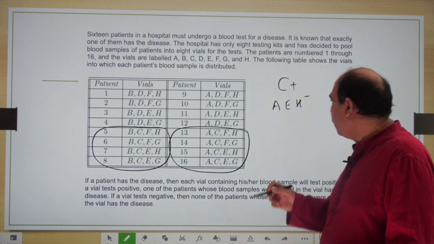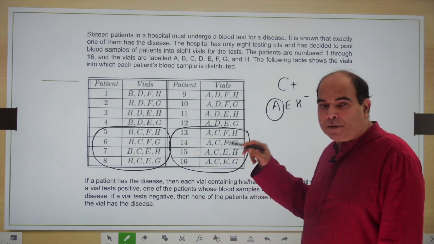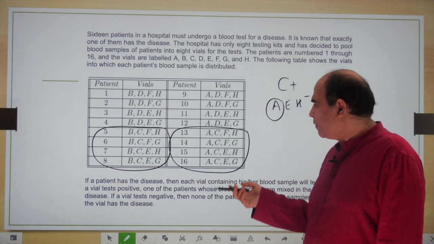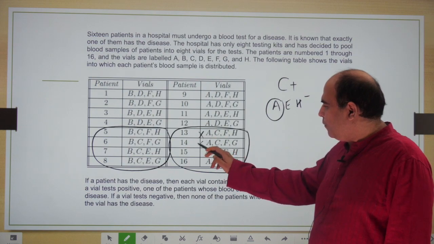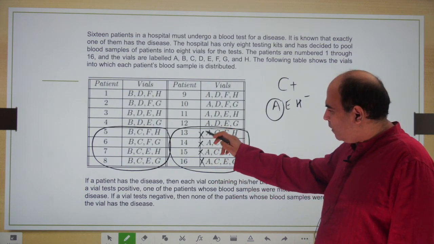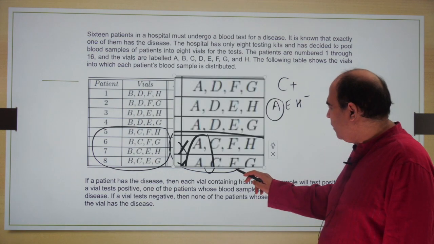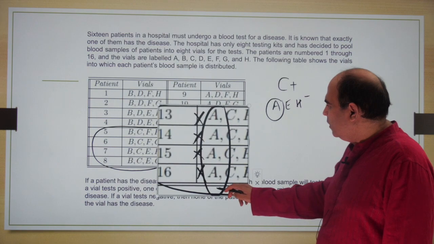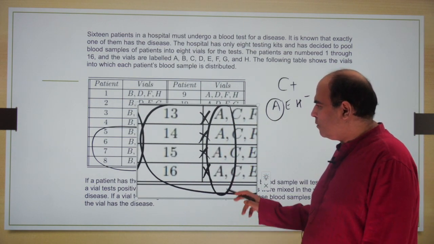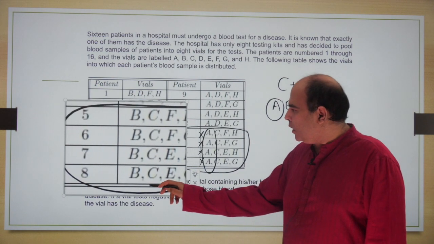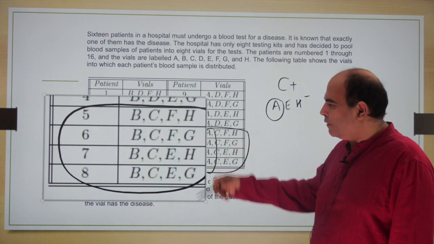But then when it is told to me that A is negative, any patient whose blood sample has gone into A can't be testing positive, or is actually negative for the disease, which means we can eliminate 13, 14, 15 and 16 because all of them have A there, right? I hope you can see that, but otherwise I'll just zoom this. Patients 13, 14, 15, 16, as you can see, all have A, and hence my shortlist of who's got the disease with C positive and A negative is 5, 6, 7, 8.